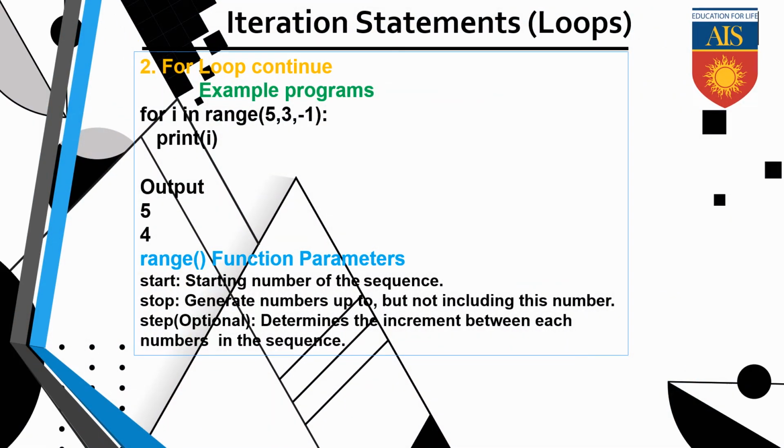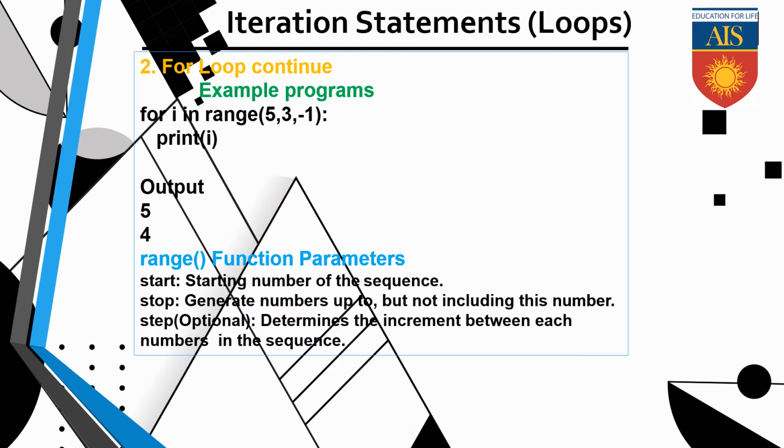The for loop continue example program: for i in range 5, 3, minus 1. That means it will print backward because minus 1 it supports actually the negative index, and in case of negative index it helps us to count backward only. So the output will come 5 then 4.